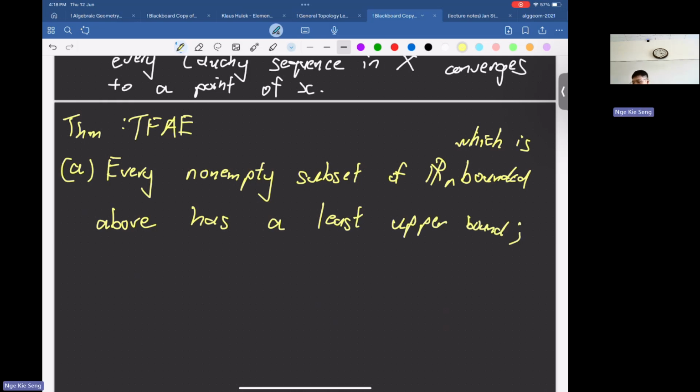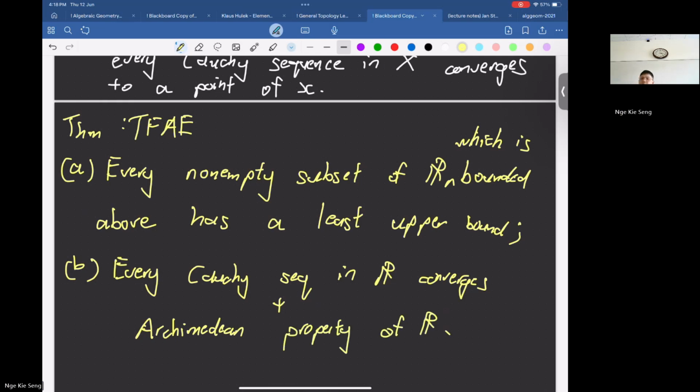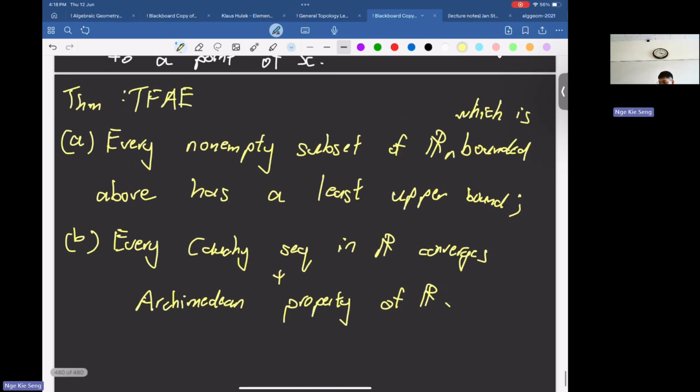But here there's no Cauchy sequence, right? This is equivalent to: every Cauchy sequence in R converges. Potentially you also need the Archimedean property here. Yeah, Archimedean property. So we won't present this proof.